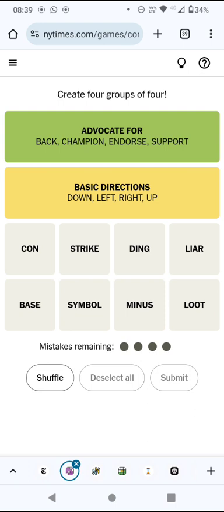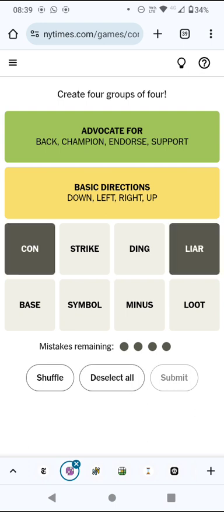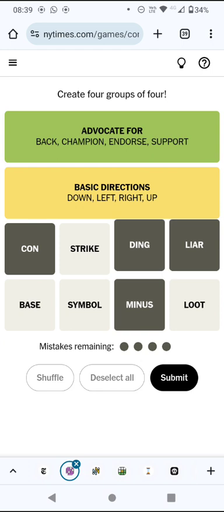Right. But that still doesn't help, because I've got no idea. I was ignoring those 4 for a while, and I still didn't know how to split these into at least 8 into 2 groups of 4. Base and strike could be to do with baseball. What is symbol got to do with anything? What has ding got to do with anything? I mean, con, liar, minus and ding, those are all sort of negatives, aren't they?